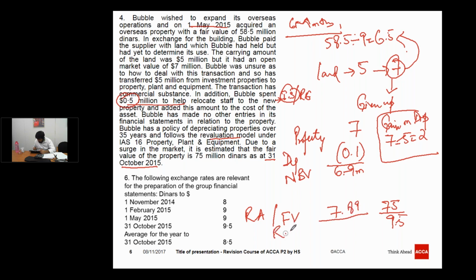So there is a revaluation gain that should be shown in OCI and revaluation reserve, that is 7.89 minus 6.9. The value is 0.99. So there is a revaluation gain of 0.99. So if you have any confusions about this adjustment, you can ask immediately.